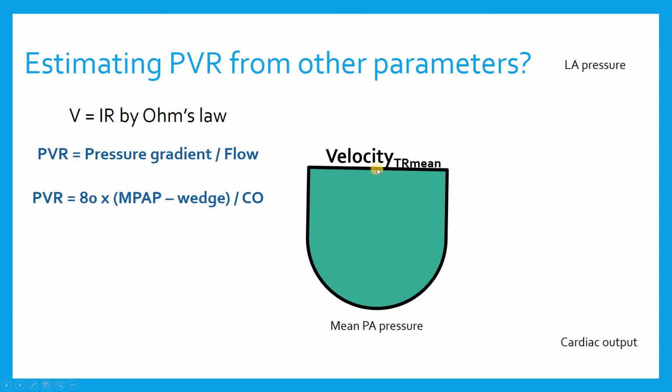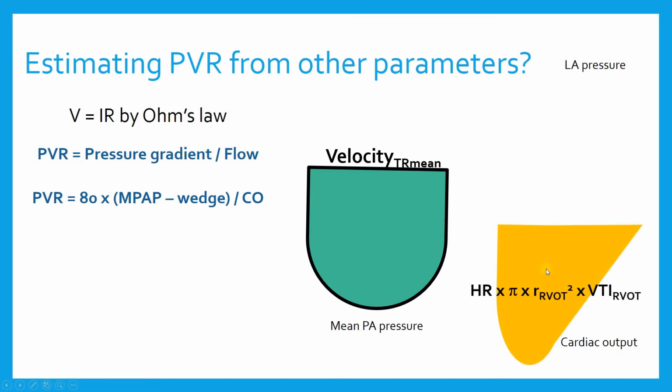So in the last picture, we were looking at the maximal TR jet velocity. But if I was to look at the entire curve here, and let the machine calculate the mean TR jet velocity from this entire curve, I could actually get a surrogate of my mean PA pressure. In fact, that reflects my mean PA pressure. It reflects my mean RV systolic pressure. Do you follow me? So looking at my mean TR jet velocity signal, it's a surrogate of my mean RV systolic pressure, which is another way of saying my mean PA pressure.